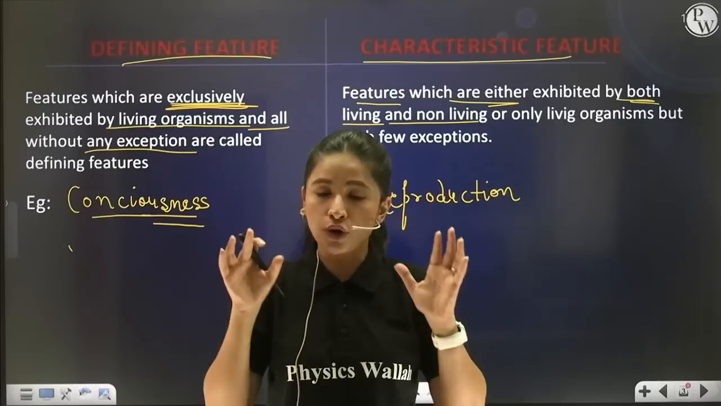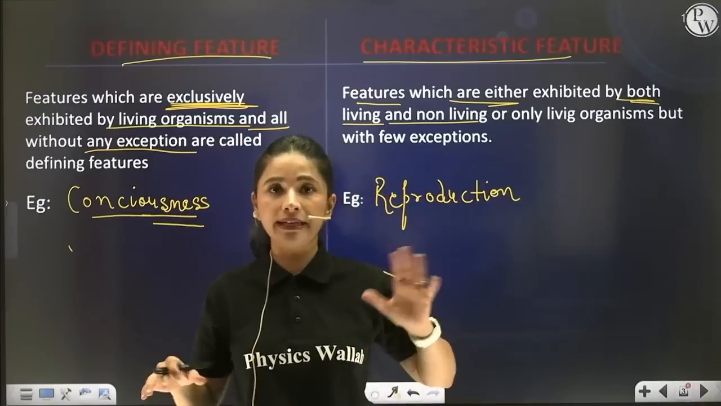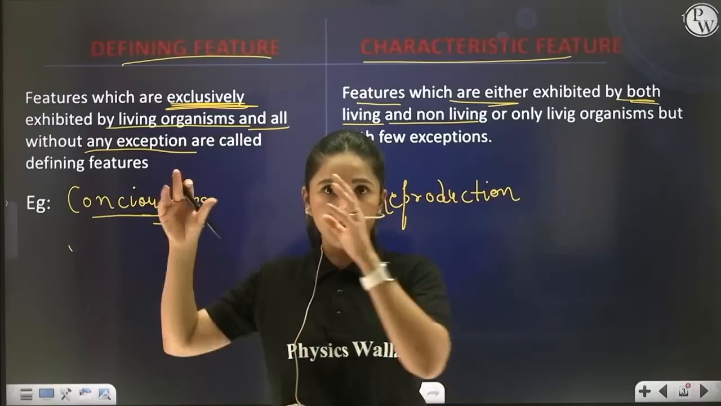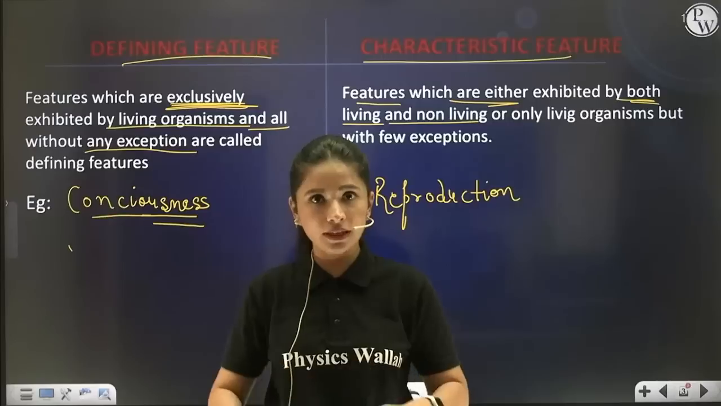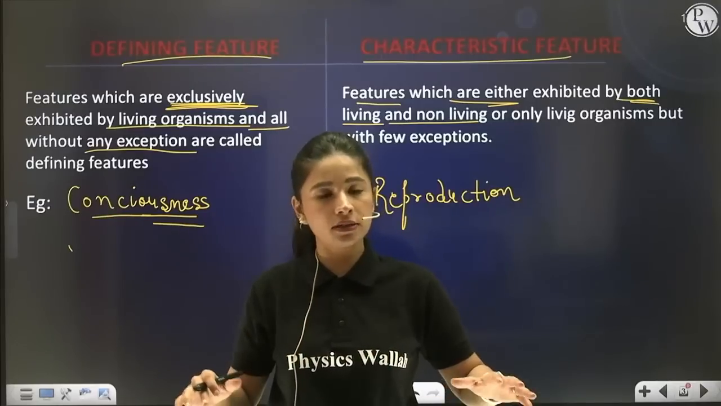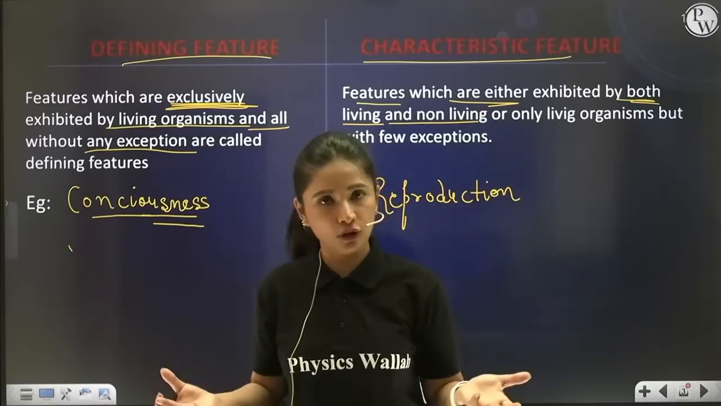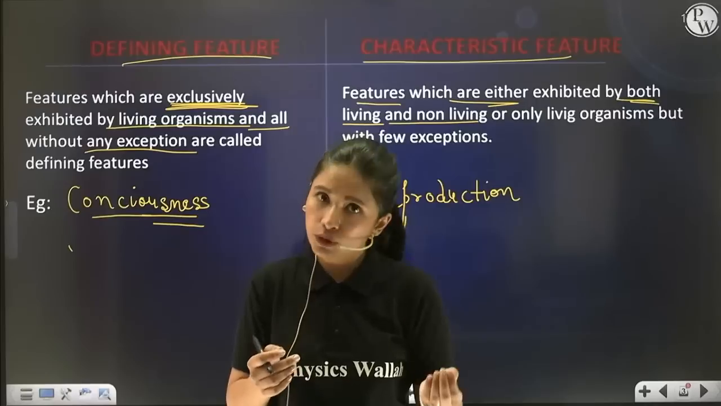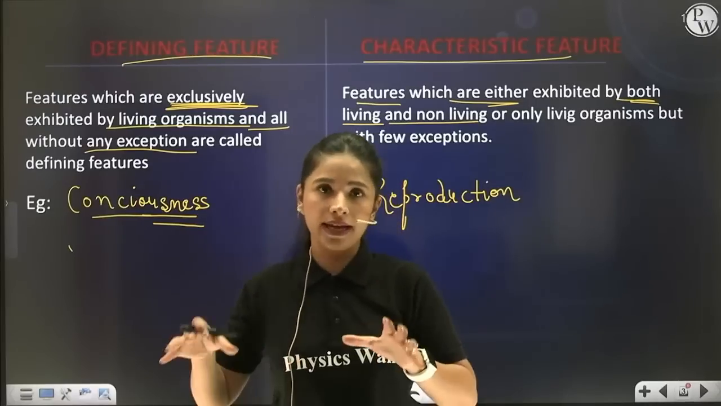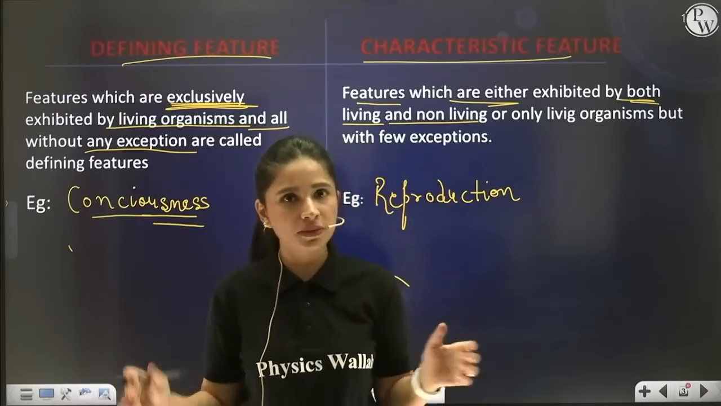Clear? So how many sets of features are there which will help you to distinguish between living and non-living? Two, defining and characteristic. Defining are those which are purely exhibited by all living organisms without any exception, and characteristic are those which are only exhibited by living organisms with few exceptions, or exhibited by both living and non-living. I hope this is clear.